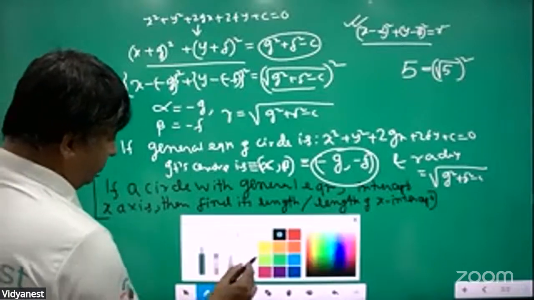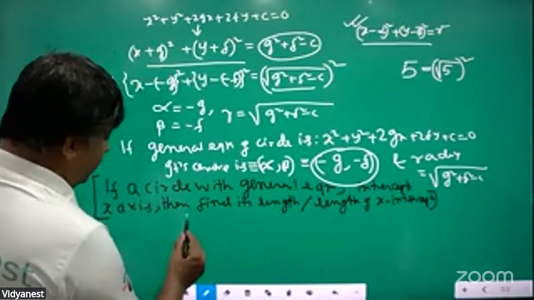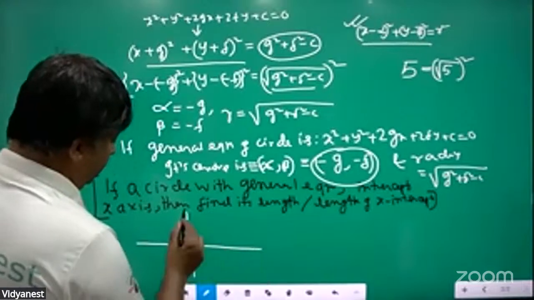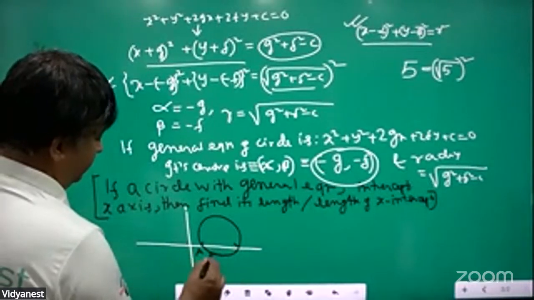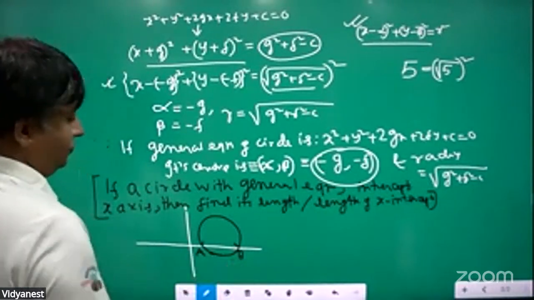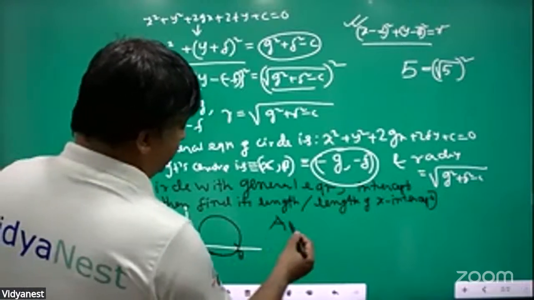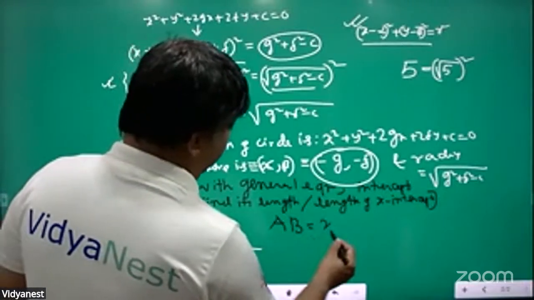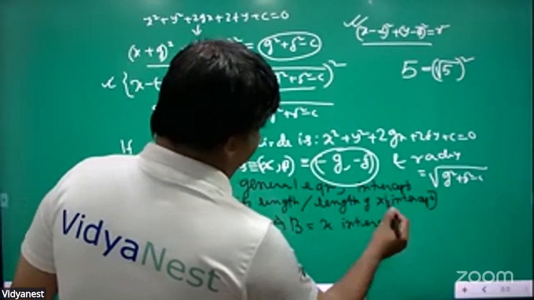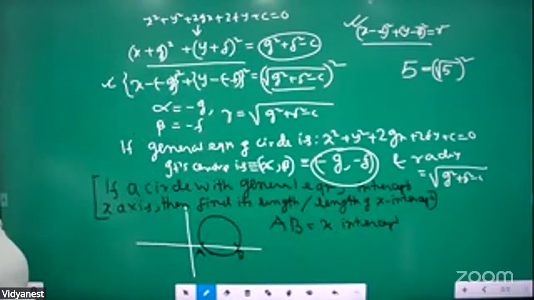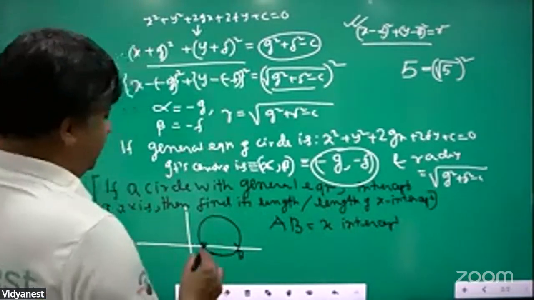You draw a coordinate axis and draw one circle which cuts the x-axis at 2 points, say A and B. AB is called the x-intercept. Now, if the general equation is given, how to find the length of the x-intercept?